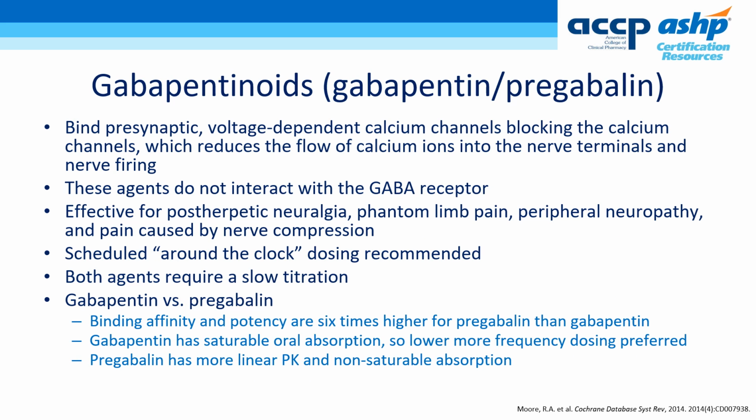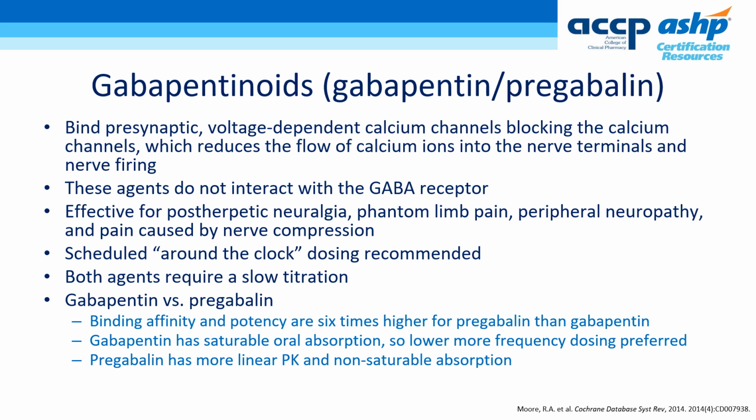Gabapentinoids bind presynaptic voltage-dependent calcium channels and reduce the flow of calcium ions into the nerve terminals and reduce nerve firing. So contrary to popular belief, these agents do not interact with the GABA receptor. Gabapentin and pregabalin are effective treatments for post-herpetic neuralgia, phantom limb pain, peripheral neuropathy, and pain caused by nerve compression. Although gabapentin and pregabalin have the same pharmacologic profile, the binding affinity for and potency of pregabalin is 6 times greater than that of gabapentin.